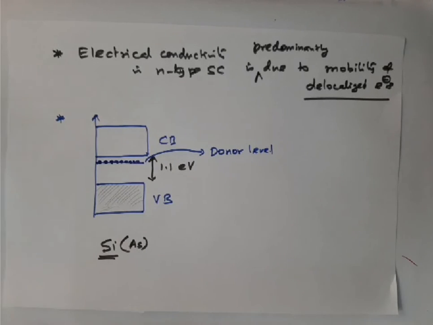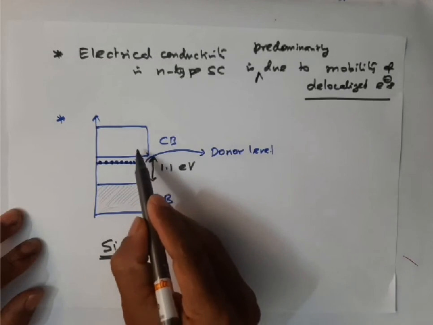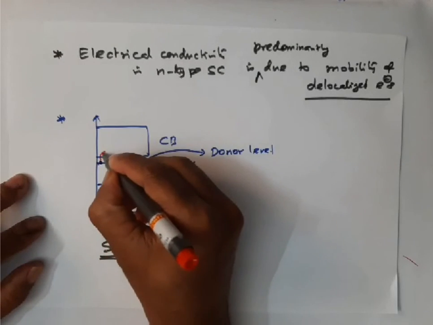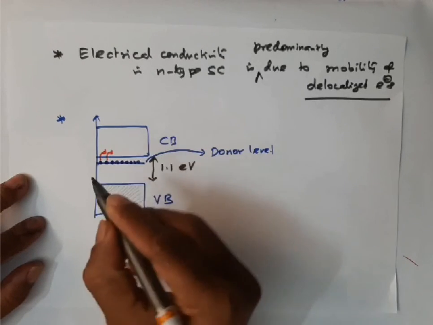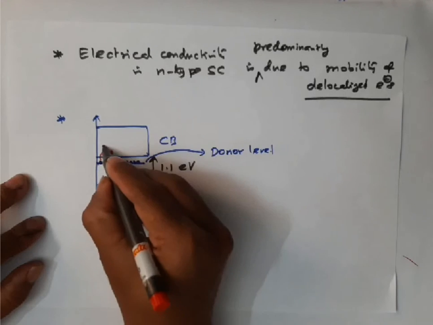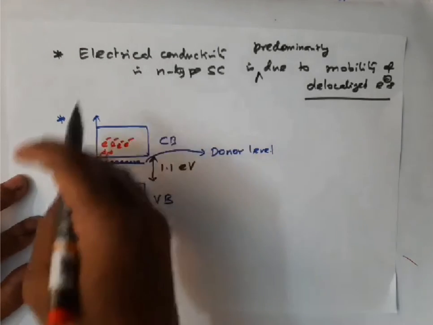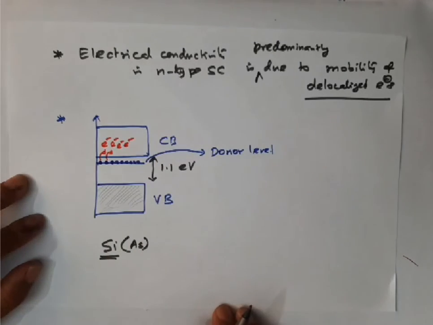Now listen, students, observe this carefully: the gap between the donor level and the conduction band is very, very close. Therefore, electrons from the donor level can go to the conduction band, and you will get more electrons in the conduction band.